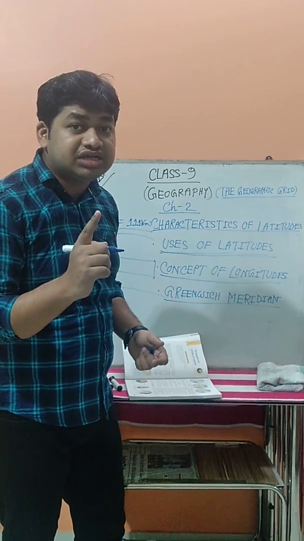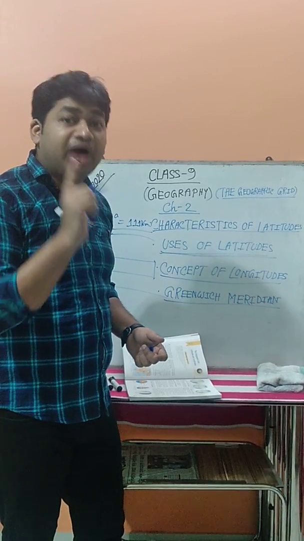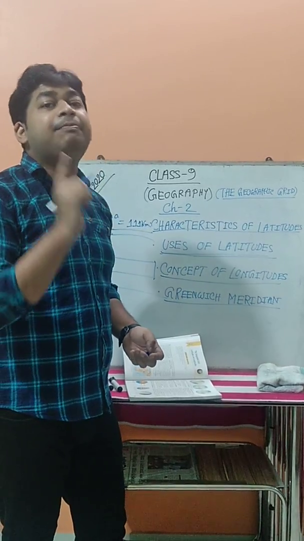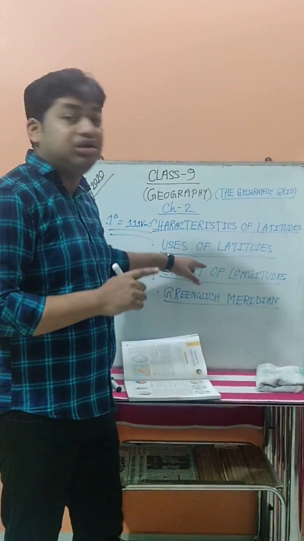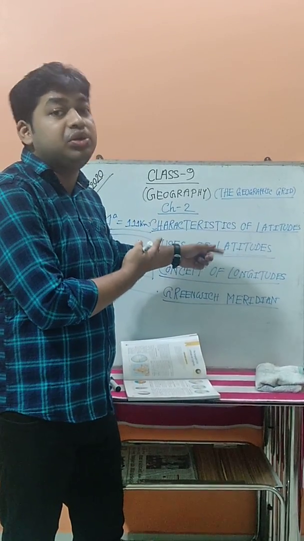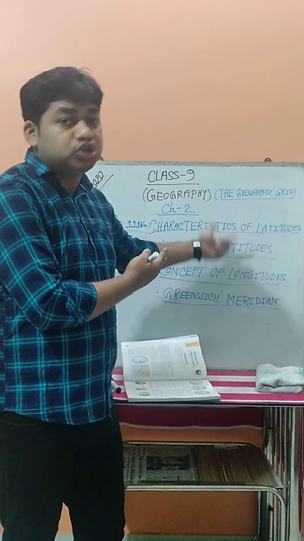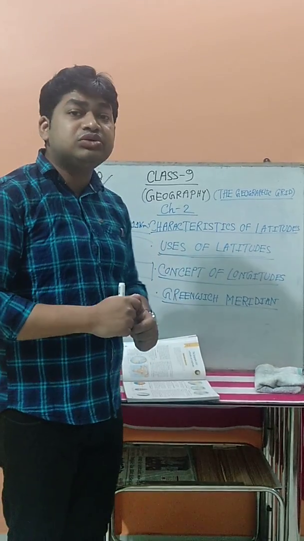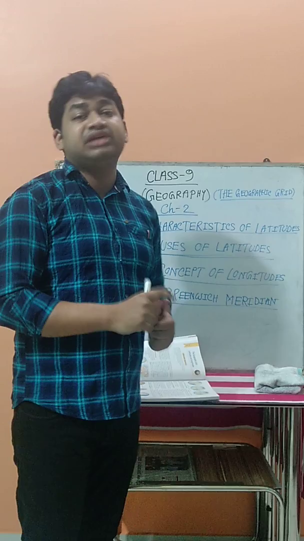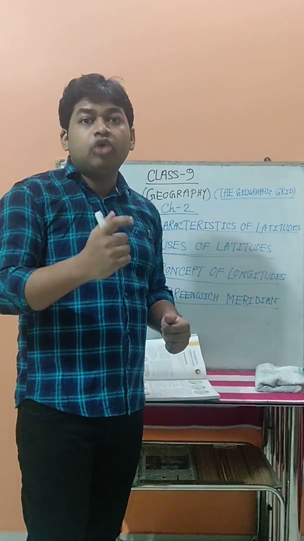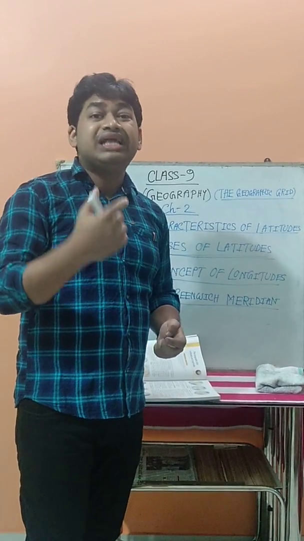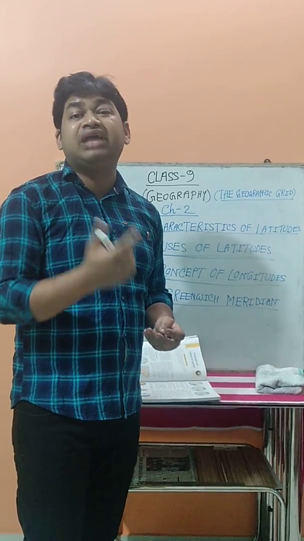So what is the first use? To find or locate any place all over the world, especially on a map and globe, which we can easily do through the latitudinal extent. Now the second use is to find the distance between two places. From the latitudinal line we can find the distance of places from the equator.